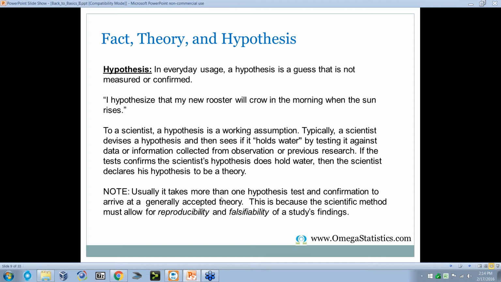Usually, though, it's not that easy. This would be something that has to be done over a long period of time. Usually it takes more than one hypothesis test and confirmation to arrive at a generally accepted theory. This is because the scientific method must allow for reproducibility and the falsifiability of a study's findings. So you never can be sure that your conclusions are going to be absolute whenever you're using a scientific method. Somebody can always come along behind you, reproduce your study, and maybe come up with some different conclusions. And so you never prove anything. You just kind of lead to a general theory or general consensus.